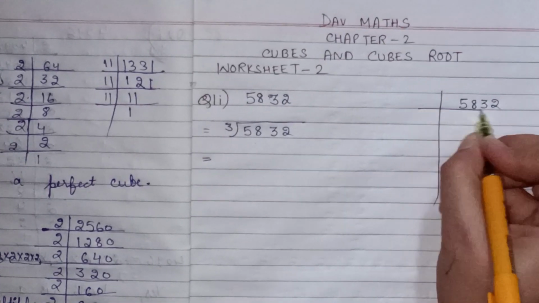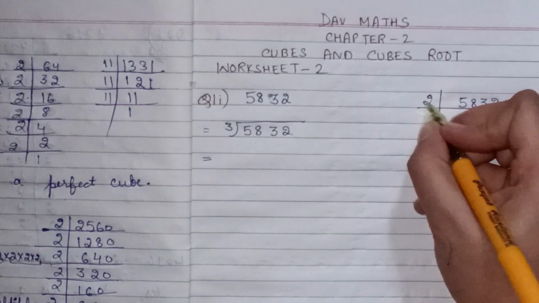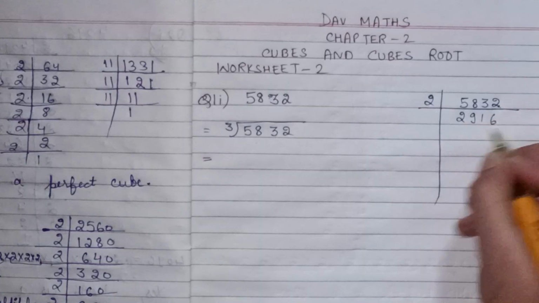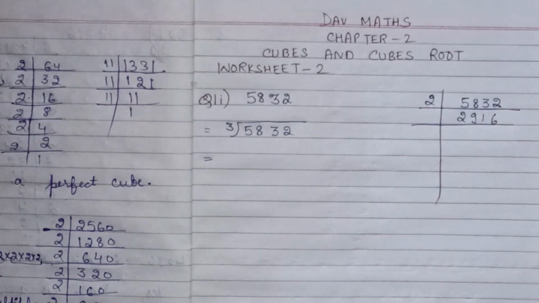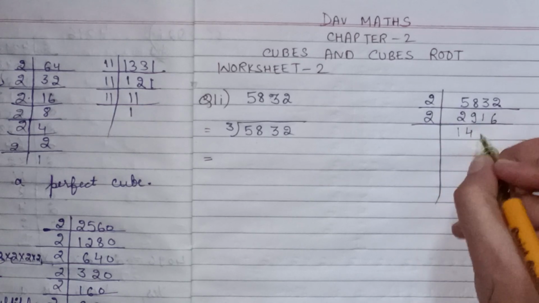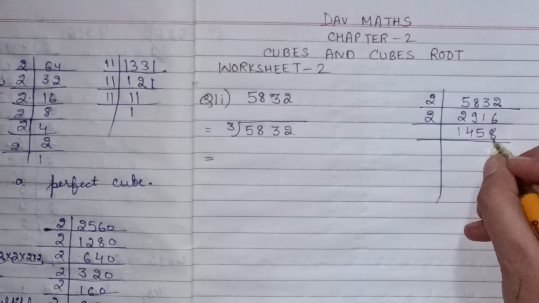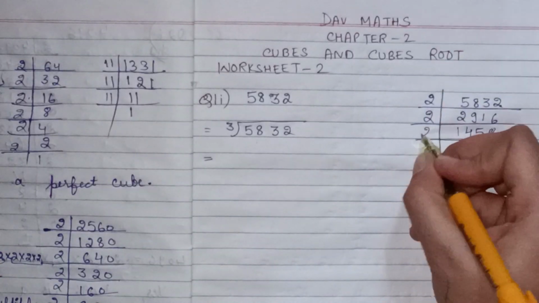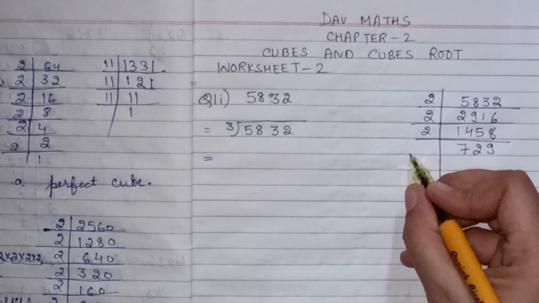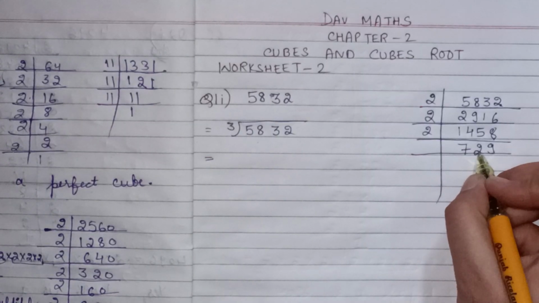Here at the ones place it is 2, so it is divisible by 2. 2 2s are 4, 2 9s are 18, 2 1s are 2, 2 6s are 12. Again 6 at the ones place, even number, again divided by 2: 2 1s are 2, 2 4s are 8, 2 5s are 10 and 2 8s are 16. Again 8, even number, divisible by 2: 2 7s are 14, 2 2s are 4, 2 9s are 18. Then 729: 9, 10, 11, 11 plus 7.